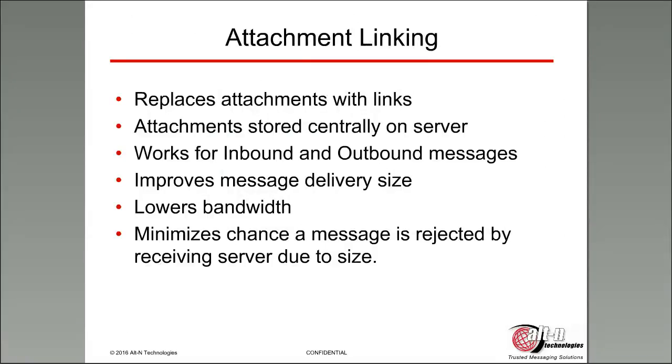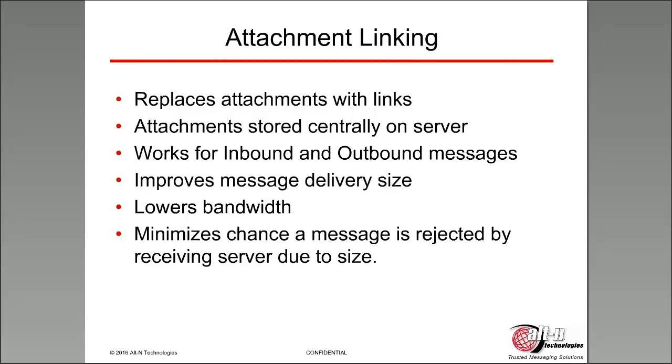Another thing that you can do to improve MDaemon's performance is to enable the attachment linking feature. What this does is, for inbound and outbound emails that have an attachment, linking will remove the attachment from the email and place it in a centrally located directory, and then replace that attachment with a link that the recipient can click on in that email message. And this helps, of course, to lower the message delivery size and lower bandwidth usage as well. And this can also help minimize the chance that a message is rejected due to its message size.